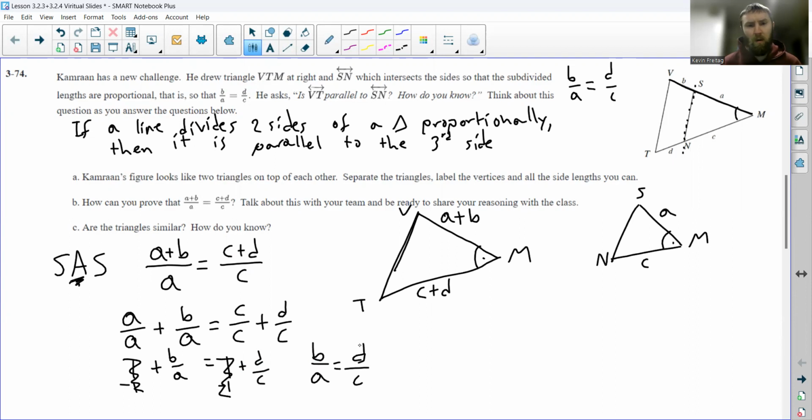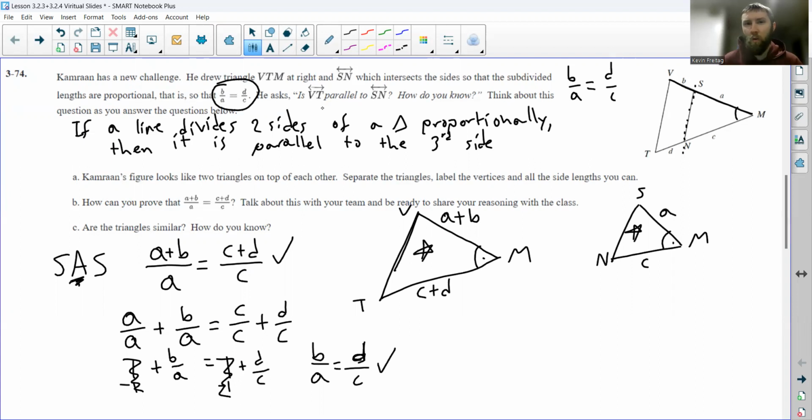Now, do you guys remember how we started this proof? We started with he drew the line so that the subdivided lengths were proportional. That means B over A is equal to D over C. So we know this is true, right? We know that's true, which means this also must be true, right? So those two things are both true, but this is my proportional sides. So now what do I know about this triangle and this triangle? They are similar by side angle side. All right.